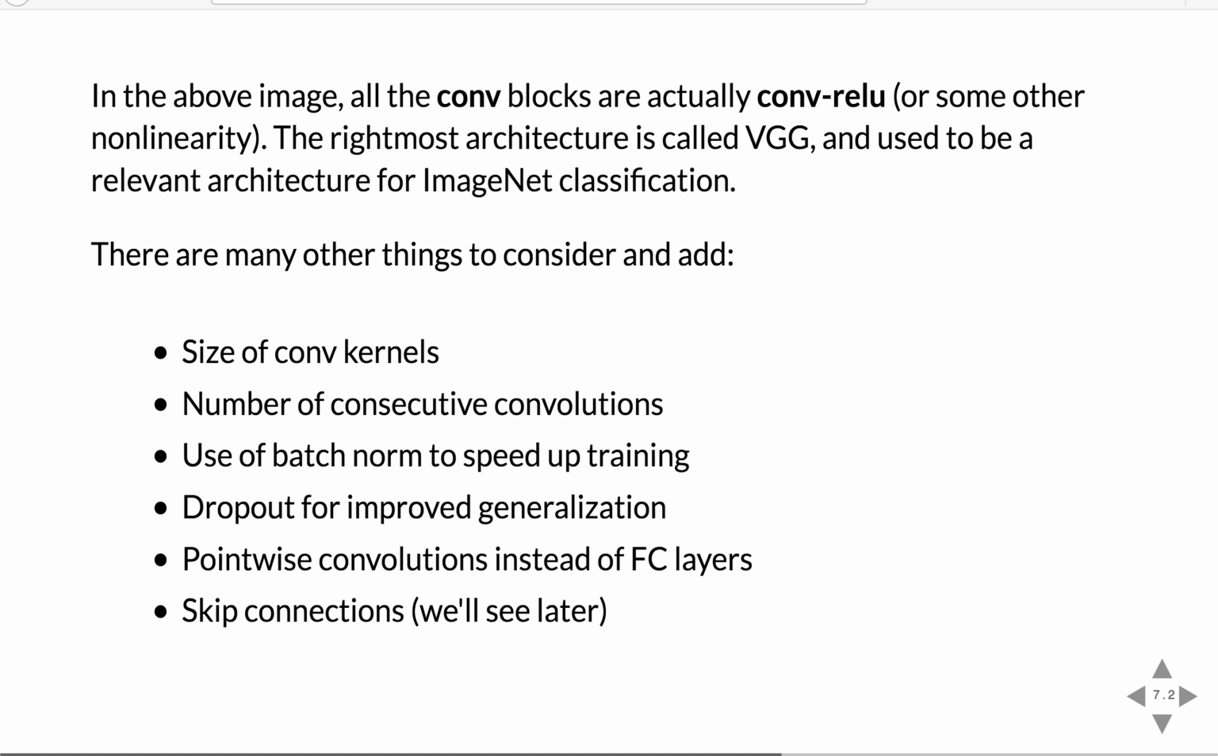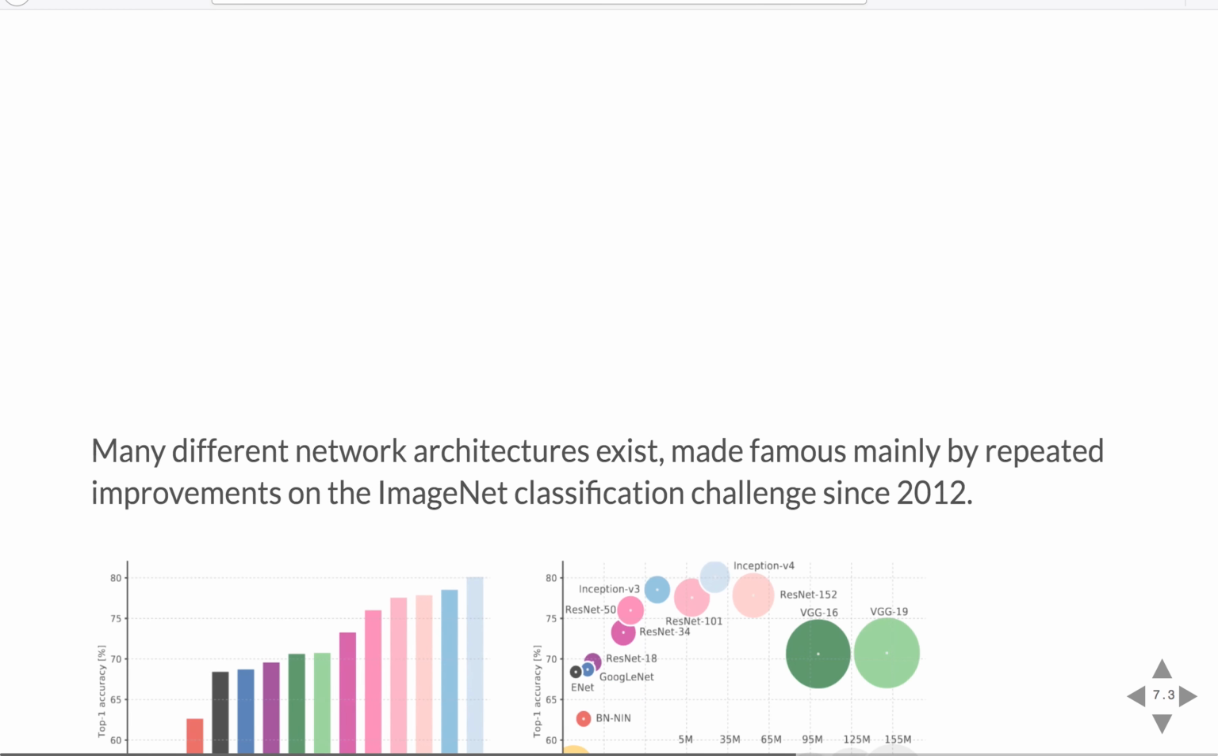Of course, there are lots of details to consider when you want to think about an architecture. You have to think about the size of the kernels, the number of consecutive convolutions. You want one convolution, you want two after the other. If you think about it a little, when you stack convolutions, because of the nonlinearity, you get more representative power. So you can stack them. You can use batch normalization, which is mostly used, or dropout to improve generalization. And you can think about maybe you don't want fully connected. We'll see that soon. And also skip connections. We'll see that soon. So the bottom 2 points, we're going to see now in the next part.